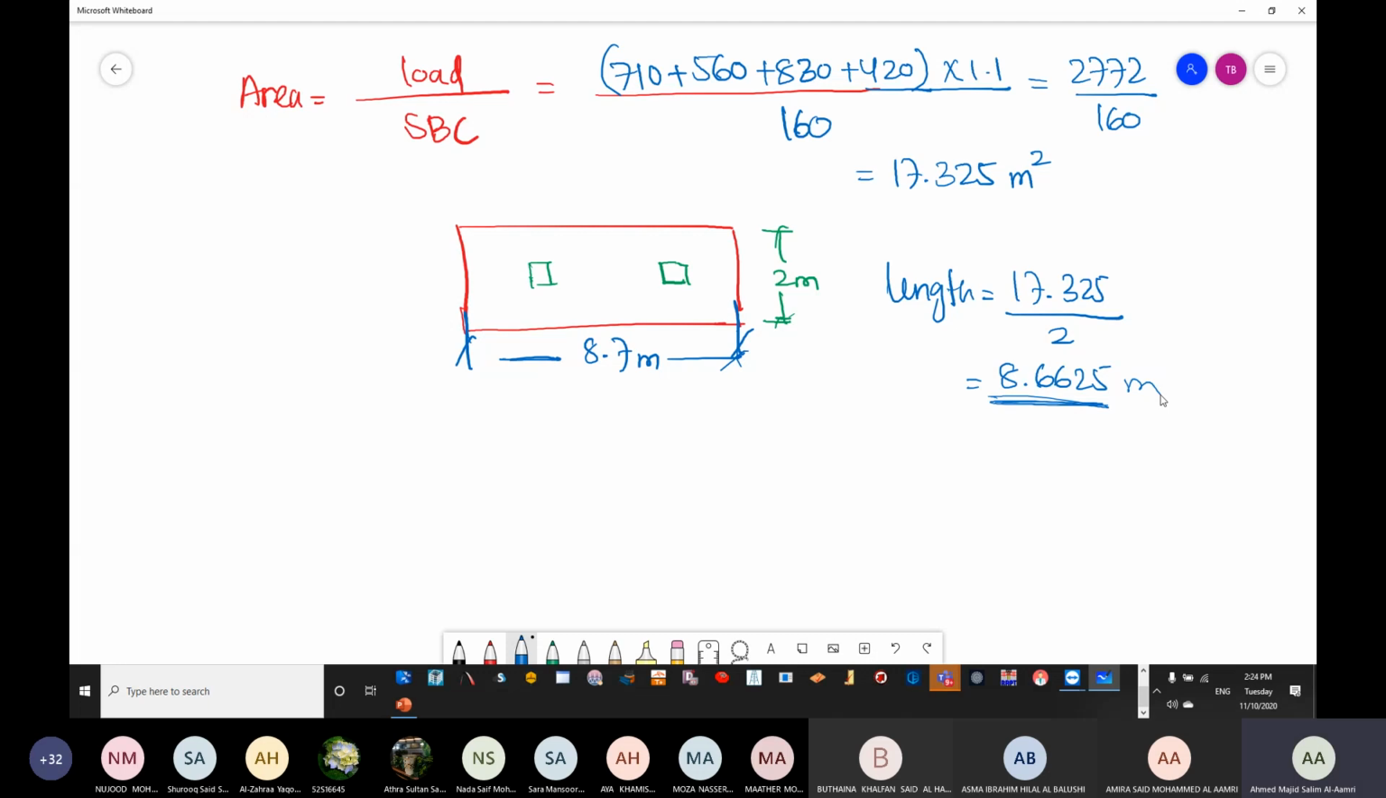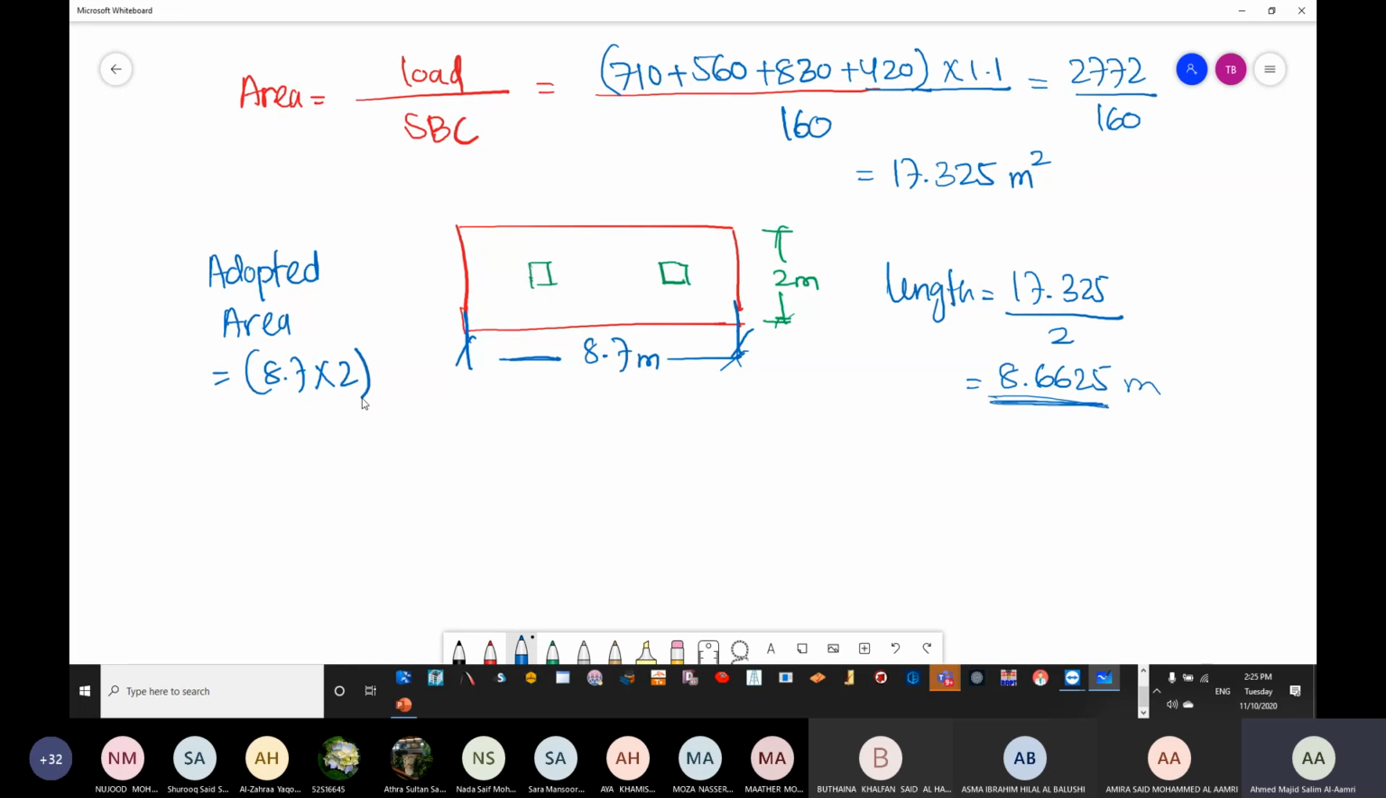So the adopted area is 8.7 multiplied by 2 meters. Are we fine? Okay. Yeah, it's 8.7 multiplied by 2. Okay, so these are the dimensions that we are having.